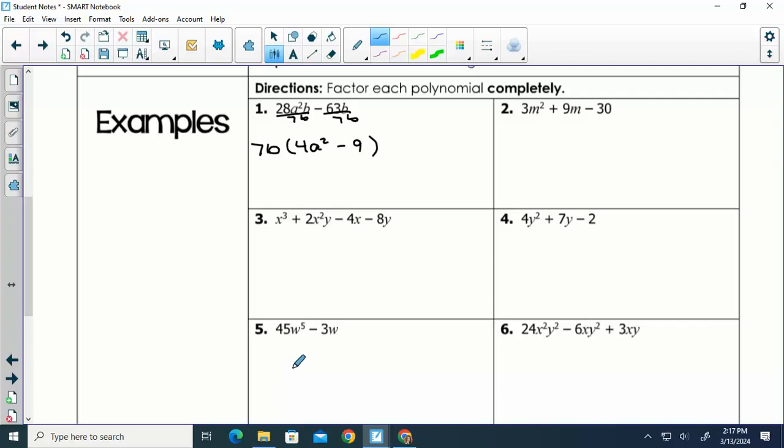Now, how many terms are in this parentheses? 2. If it's 2 terms, what do I need to check for? Here we did greatest common factor, 2 terms, we look for difference of squares. Is 4a squared a perfect square? Yes. It's a minus, is 9 a perfect square? Yes, so we can factor this with difference of squares. So we have 7b. What's the square root of 4a squared? 2a. One is plus, one's minus, and the square root of 9 is 3. All right.